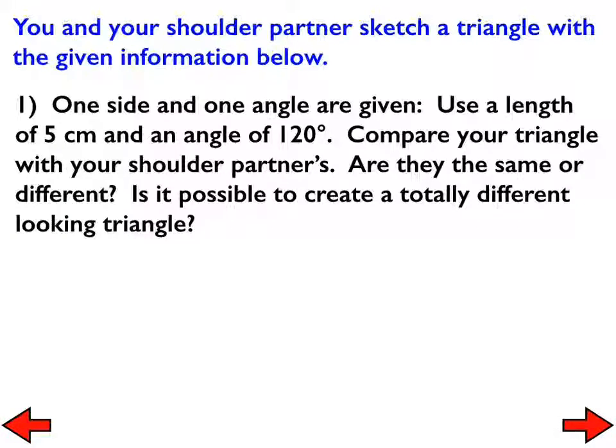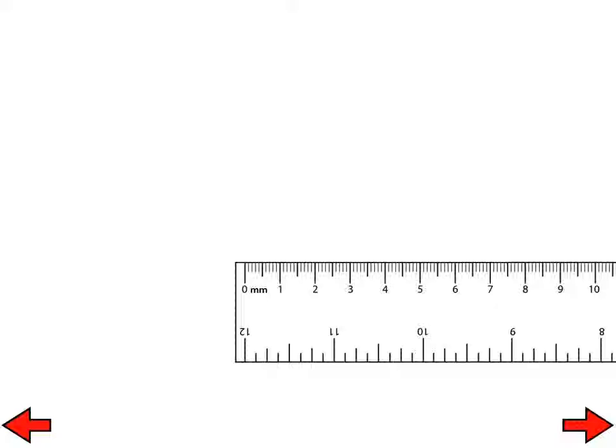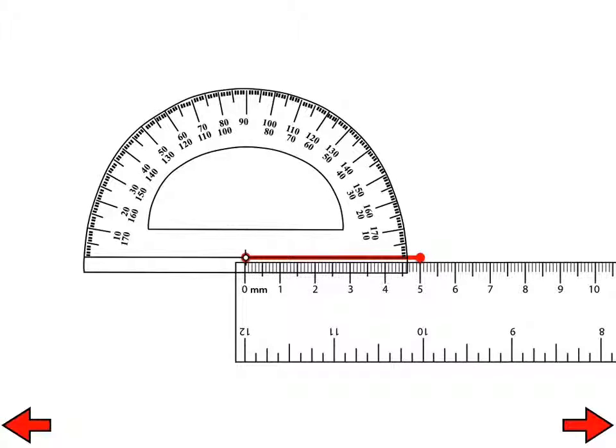So let me show you what I did. Here's my ruler. I measured out 5 centimeters. And then I put my protractor on one of the ends to draw my 120 degree angle. So if this is my 0 on this side, 120 would be opening this way. And then I just had to close it to make it a triangle. So this was my triangle.